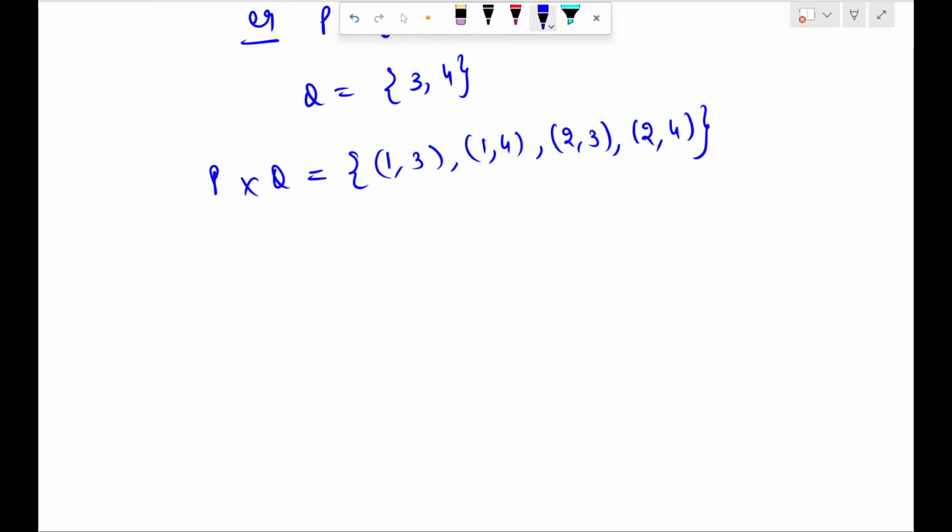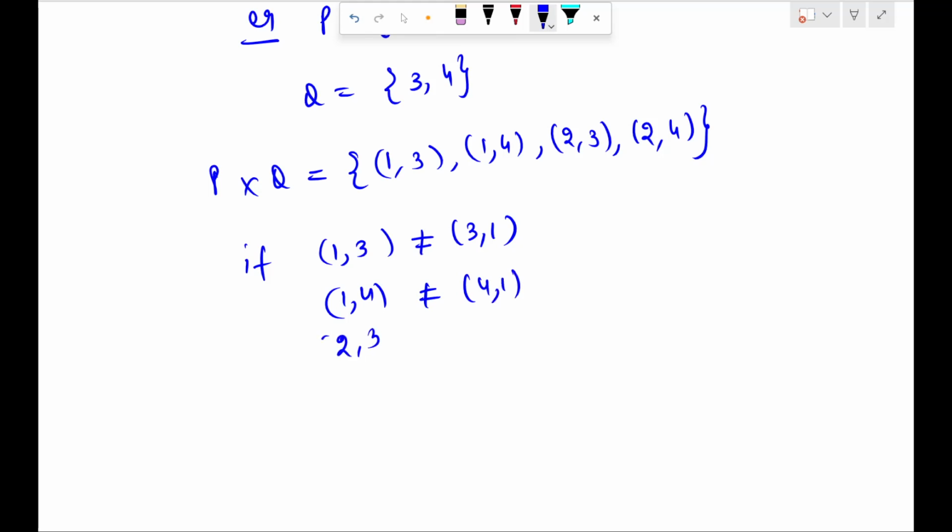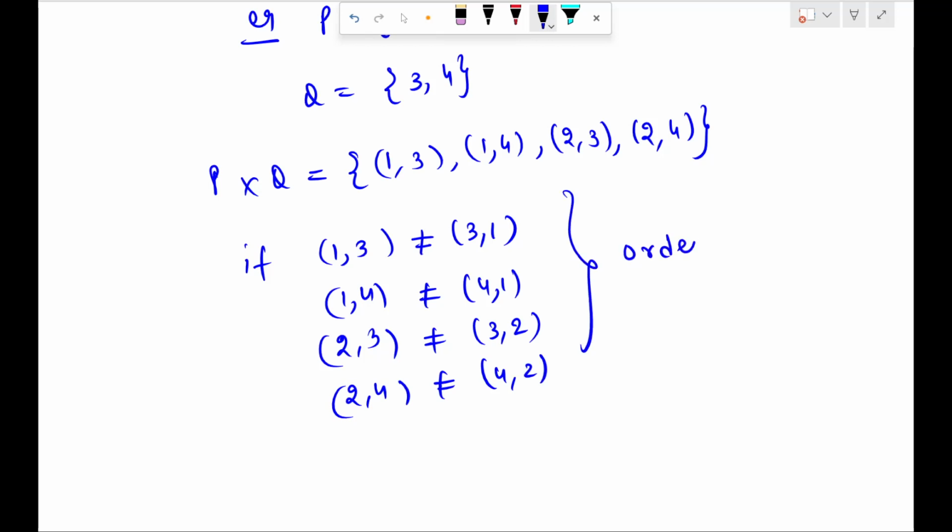So in this example, if we take (1,3), then this pair is not equal to (3,1). Also (1,4) is not equal to (4,1), (2,3) is not equal to (3,2), and (2,4) is not equal to (4,2). So order is very important when we deal with the Cartesian product of two sets.